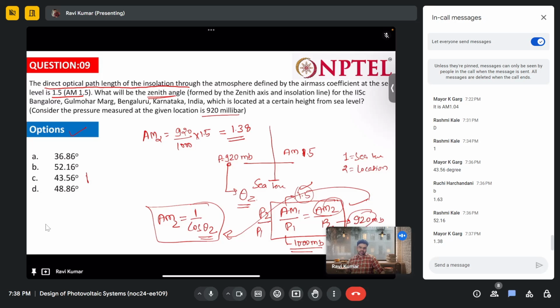See, just understand, the air mass can be maximum at sea level only. If we are at a height, then this column will decrease, so our AM, air mass, will also decrease. And theta z will be 43.56. Mayur was right only, so it is C.